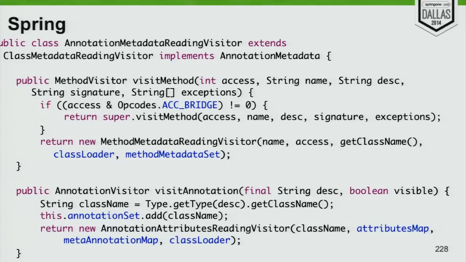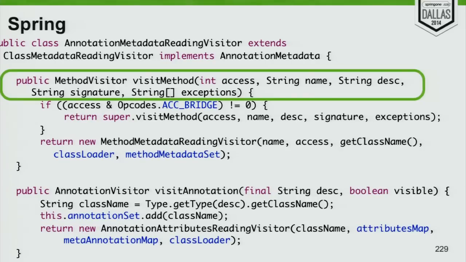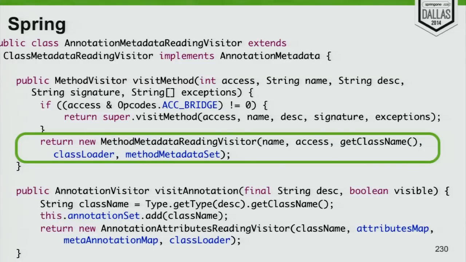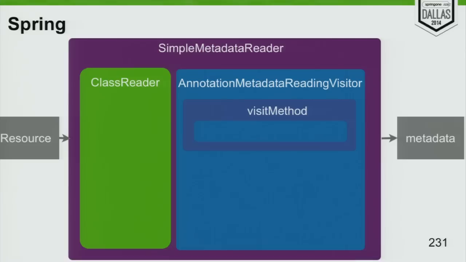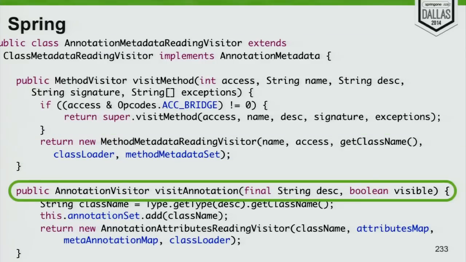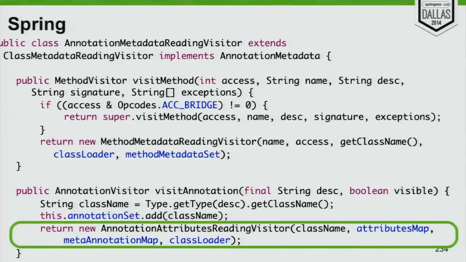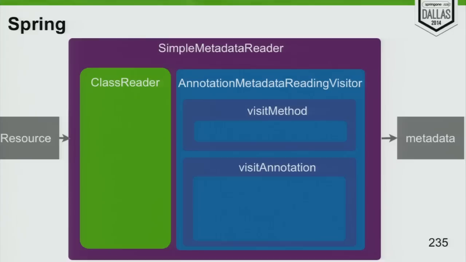So here's the AnnotationMetadataReadingVisitor. It overrides the visit method, chaining in a method visitor. So we can add that. And then it overrides visitAnnotation, chaining in an annotation visitor. And if you continue drilling in, you'll see that the method visitor looks at annotations on the method, and the annotation visitor looks at annotations on the classes, and pulls out any of the properties on the annotations.